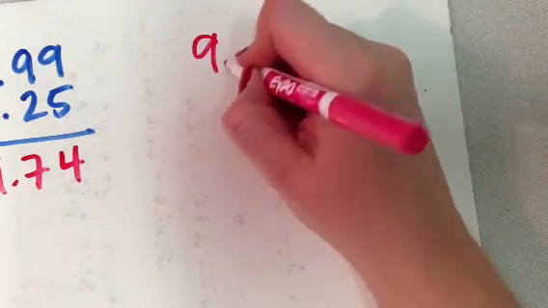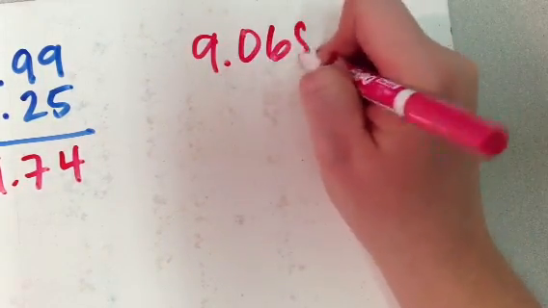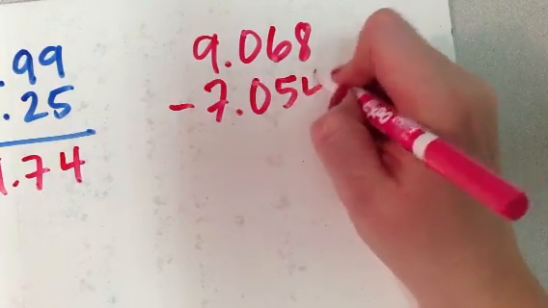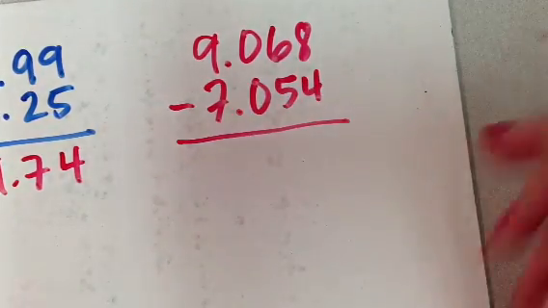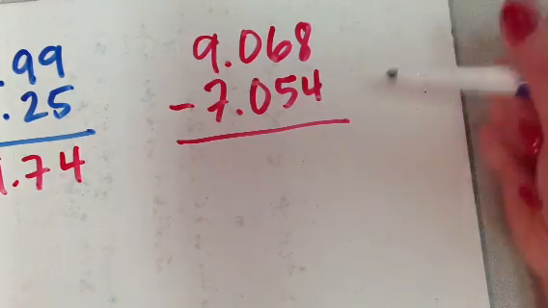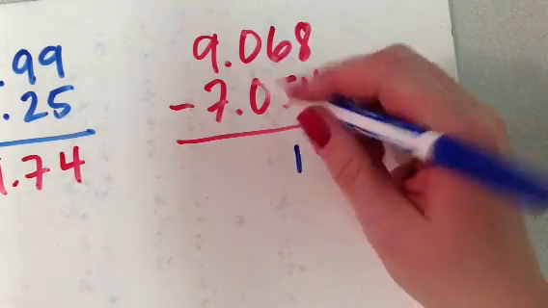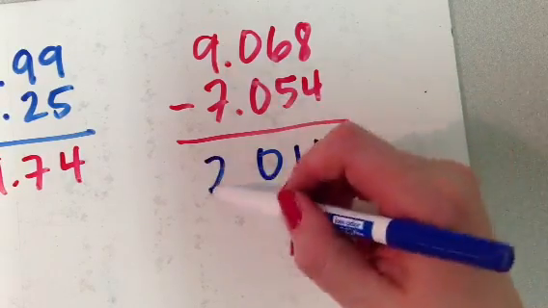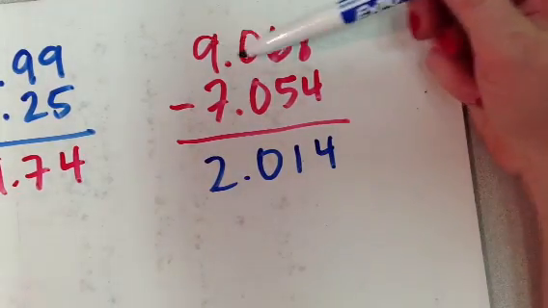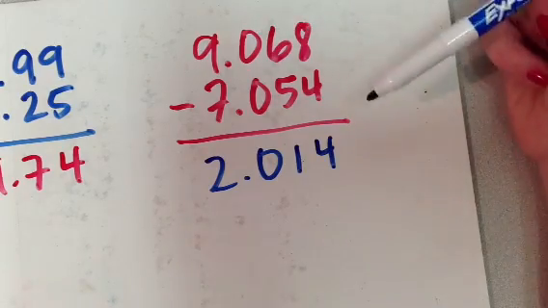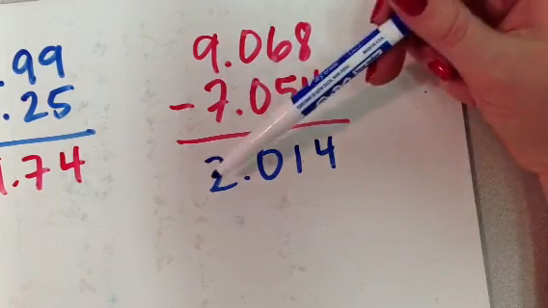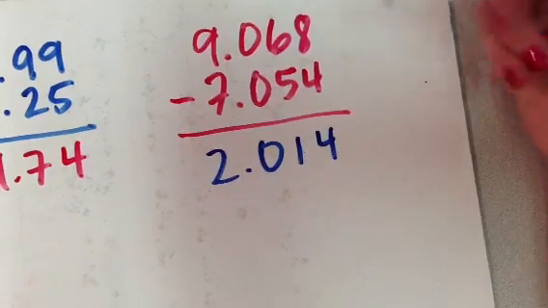What if I have this? Notice I've lined up my decimal points, okay? So again, I should just be able to subtract, bring everything straight down, and put my decimal point in the same place. So 9 and 68 thousandths minus 7 and 54 thousandths equals 2 and 14 thousandths.